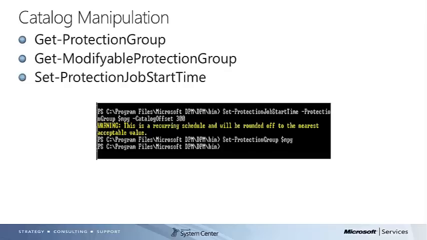Once we have that, we can do the Set-ProtectionJobStartTime with the -ProtectionGroup switch and point it to the $MPG, and then set the catalog offset at 300. 300 is in minutes, so you can set it lower if you want to run it sooner. After your first full backup of the day, you can set that down to 60 or 120 minutes. By default, it's going to be 180, or you can set it and push it further out if you want.